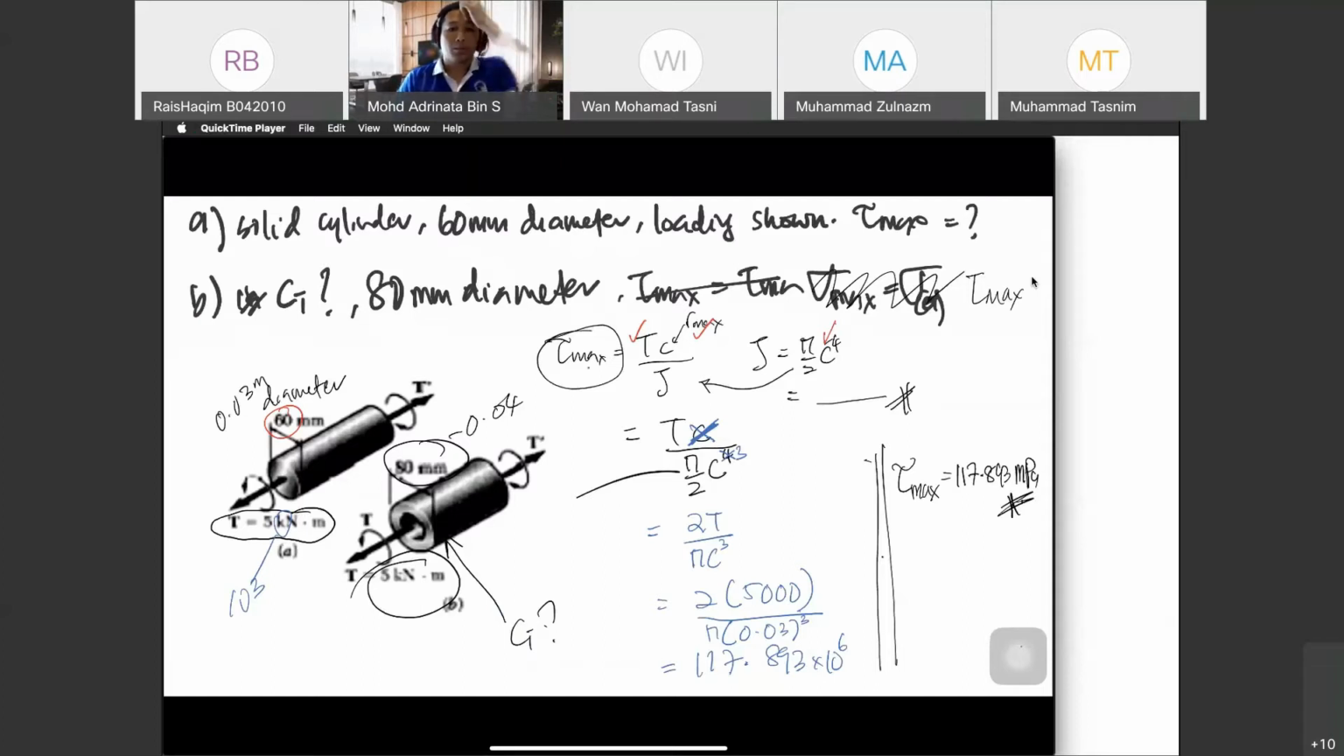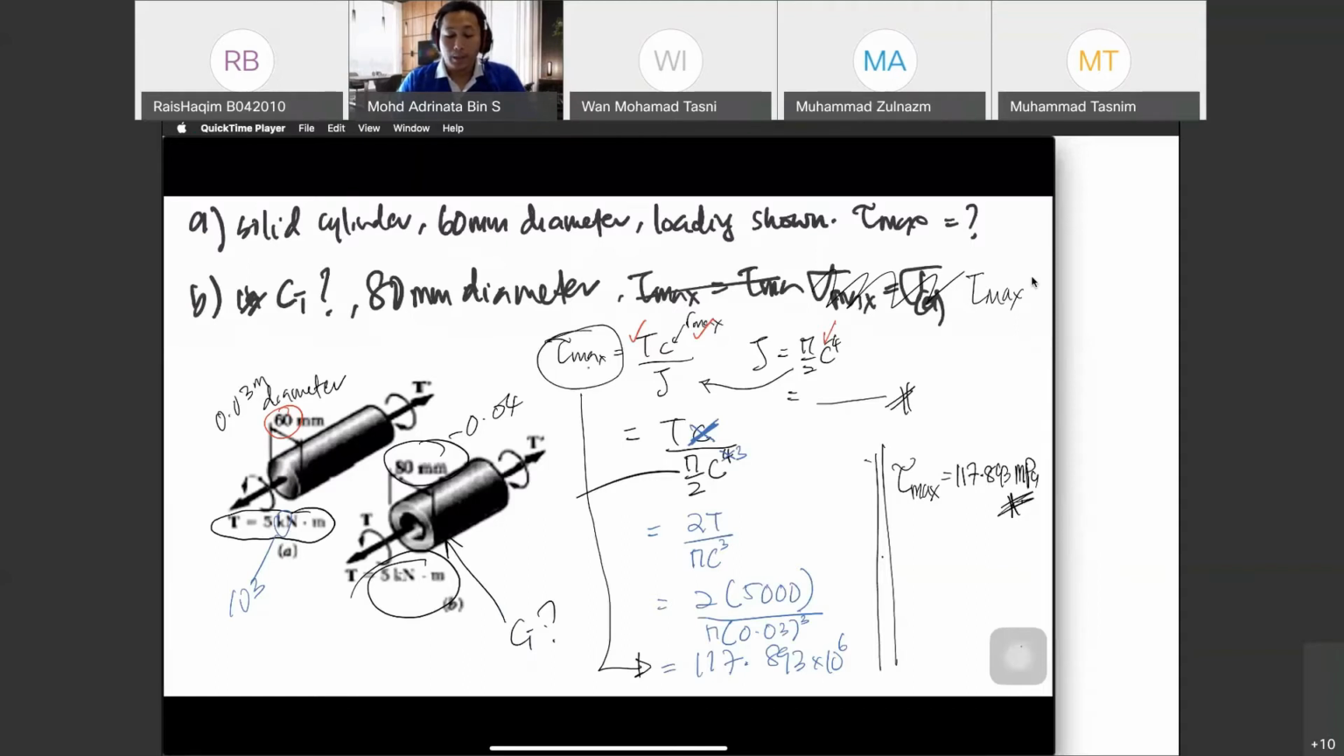Okay, so daripada equation yang kita dah dapat daripada video dan juga slides yang diterangkan, so kita ada tau maximum equals to TC over J, J equals to pi over 2 C to the power of 4. So semua kita ada dan kita boleh dapatkan kita punya tau maximum.